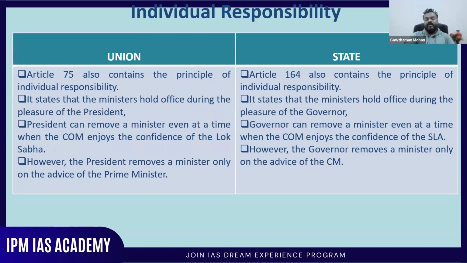Individual responsibility. Article 75 also contains the principle of individual responsibility. Here in the state, Article 164 contains the individual responsibility aspects. It states that the ministers hold office during the pleasure of the President, and here the ministers hold office during the pleasure of the Governor. The President can remove a minister even at a time when the Council of Ministers enjoys the confidence of the Lok Sabha. That even applies to the state also. The Governor can remove the minister. However, the President removes a minister only on the advice of the Prime Minister.